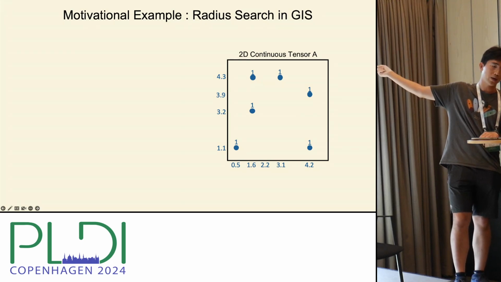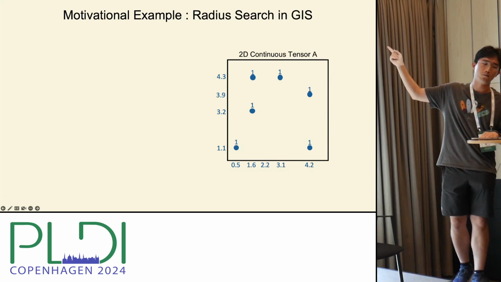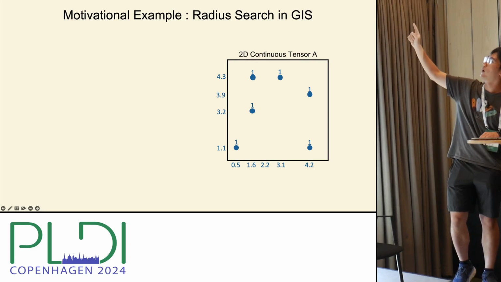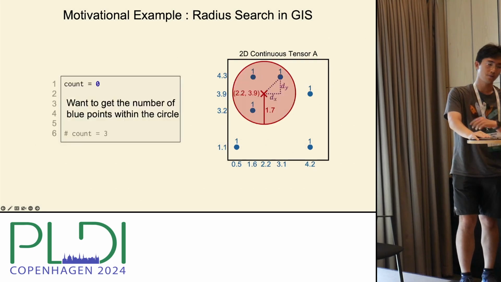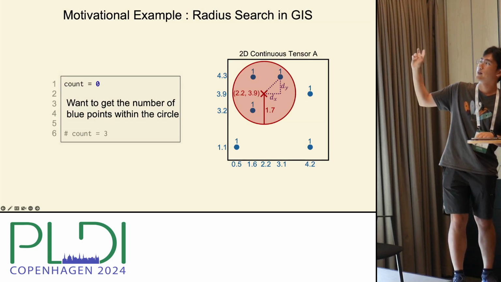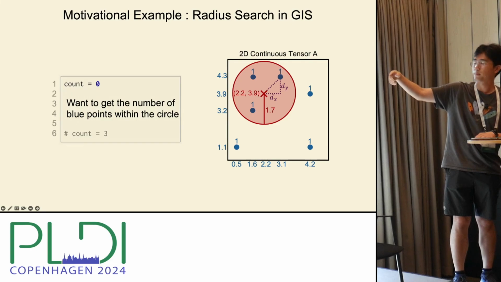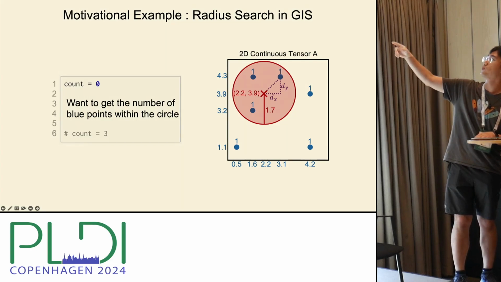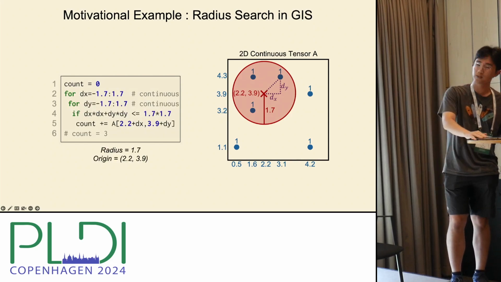On the right, I prepared a 2D continuous matrix A with a value of 1 at 6 different blue pinpoint coordinates, and the rest of them are 0. And you want to write continuous for loops that output the count to be 3, which is the number of blue points within the circle. And here's the code you want.